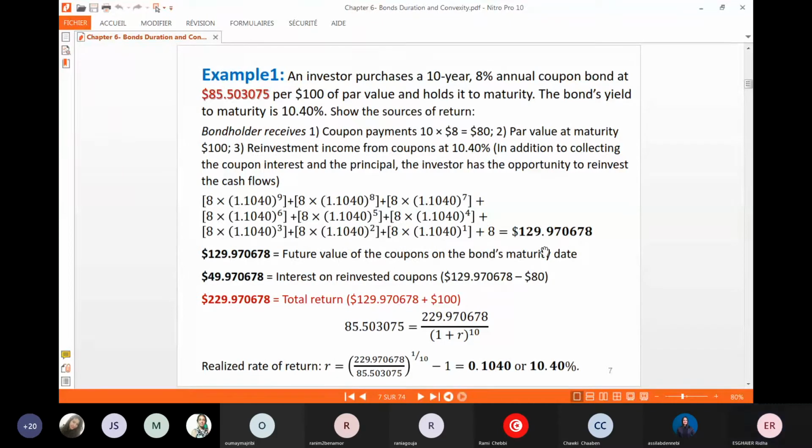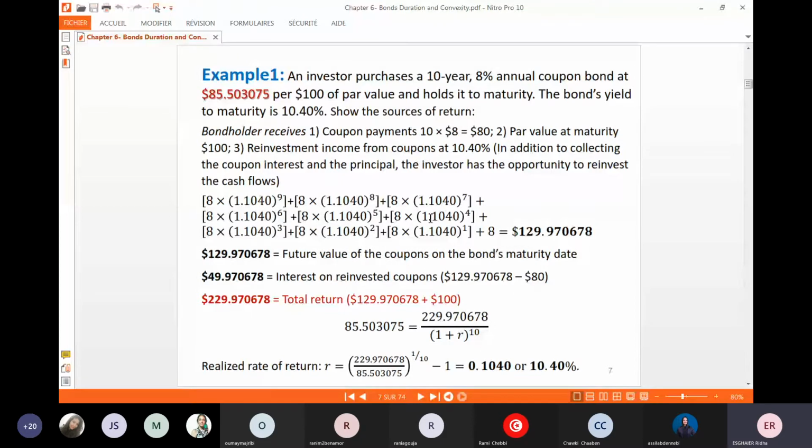$129.97. Also, at the end of year 10, the bondholder will receive the par value, the principal if you want. The principal is $100. So the total amount received by this investor is $229.97. 129.97 is the future value of the coupons, and the 100 is the par value received at the date of maturity.